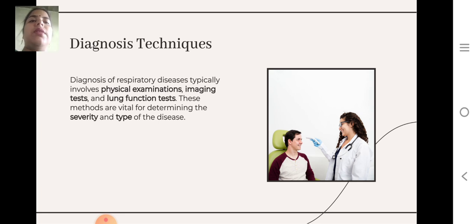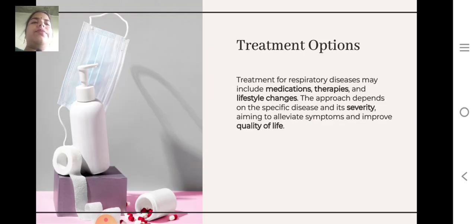Diagnosis techniques. Diagnosis of respiratory disease typically involves a physical examination, imaging tests, and lung function tests. These methods are vital for determining the severity and the type of the disease.